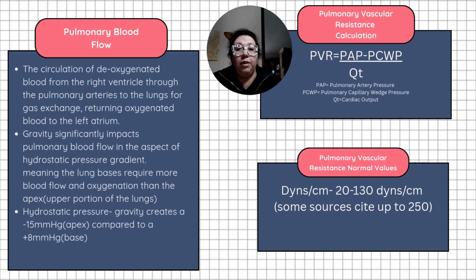And then cardiac output is pretty much how much we get in return that is getting moved, the oxygen-rich blood into our system. Our pulmonary vascular resistance normal values are in dynes per centimeter. Normally it's between 20 to 130 dynes per centimeter, but some sources have cited up to 250. So that's just a little bit of range of numbers there.